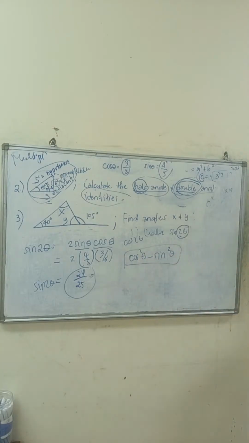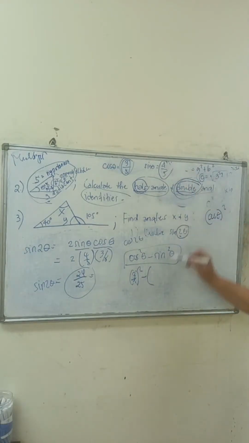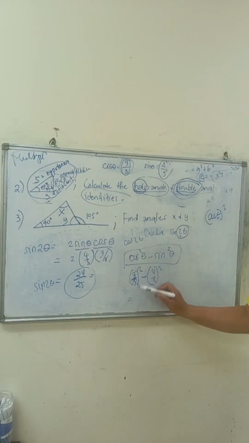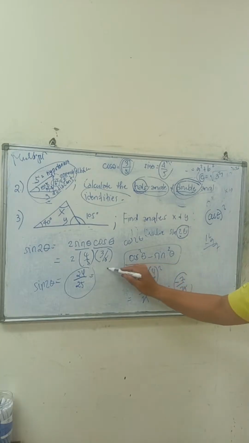Now, cosine squared theta. This means that cosine theta, we need to square. We have the value of cosine theta, which is 3 over 5. So 3 over 5 raised to the power 2, minus sine theta, which is 4 over 5, so 4 over 5 raised to the power 2. Oh, you're going to have a negative answer here, no? So 9 over 25 and 16 over 25. The same denominator, we can subtract directly. 9 minus 16 is negative 7. Negative 7 over 25 is the cosine 2 theta.